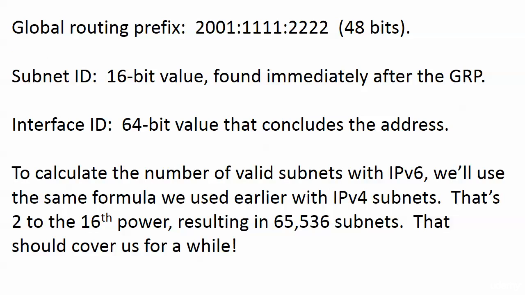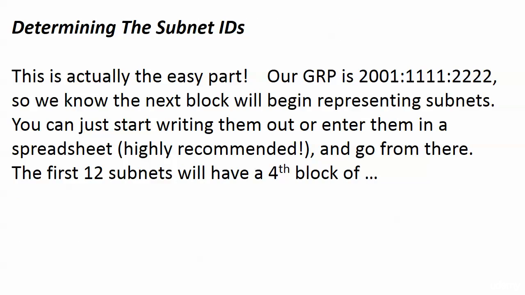By the way, to calculate the number of valid subnets with IPv6, we use the same formula we used with IP version 4 subnets, and that is 2 to the 16th power, resulting in 65,536 subnets. That ought to keep us busy for a while. So a lot of subnets coming along with this prefix.